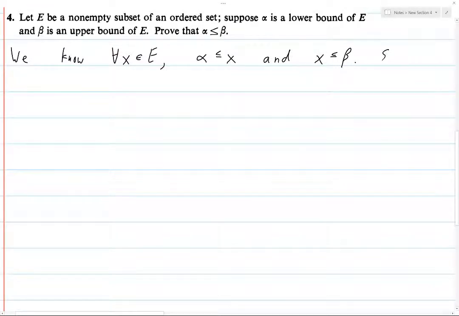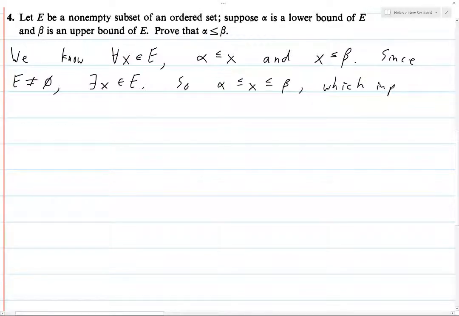So, since E is non-empty, we know that there exists some element x in E. So, since alpha is a lower bound, alpha is less than or equal to x, and since beta is an upper bound, x is less than or equal to beta, and this implies that alpha is less than or equal to beta. And that's all there is to this proof.